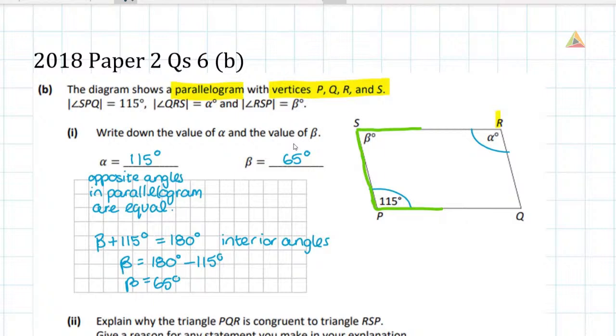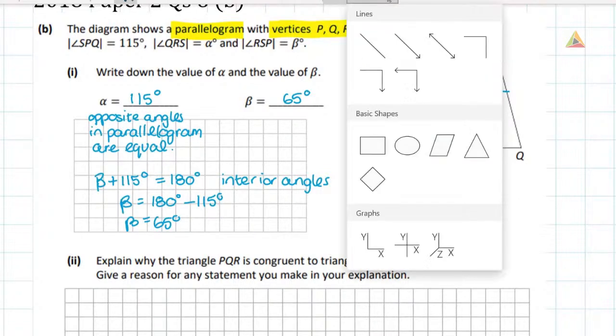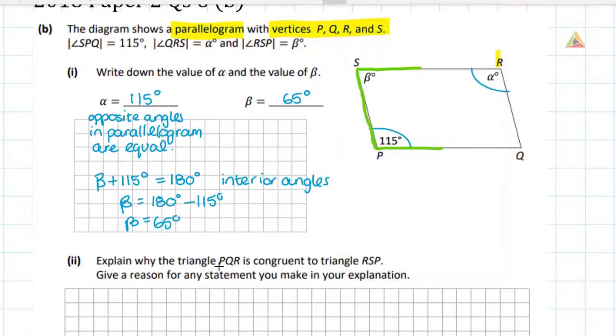So that's our first part, solving for the size of our angle at S and our size of our angle at R. The second part, and I'm using the same parallelogram here, says explain why the triangle from P to Q to R is congruent to the triangle from R to S to P. Okay, so first of all, we're going to draw that triangle. So we want to fit in that triangle. So we'll just draw from P to Q to R.